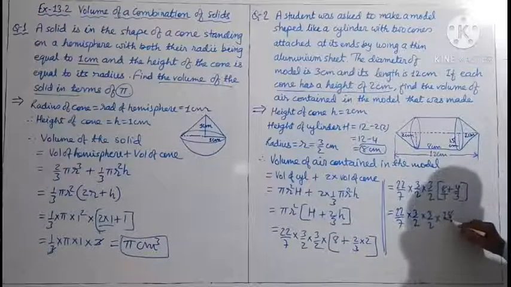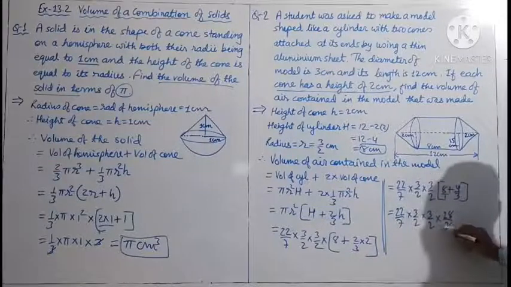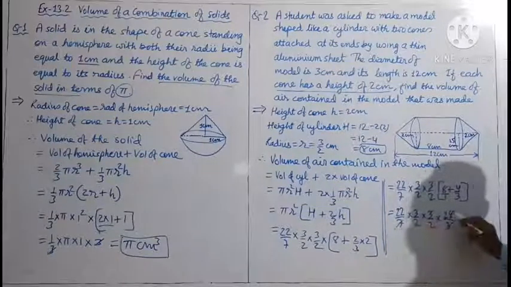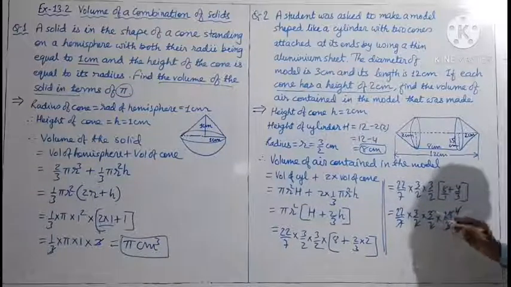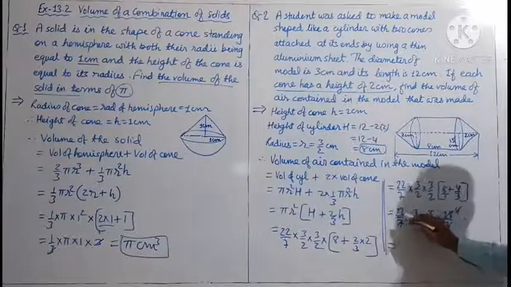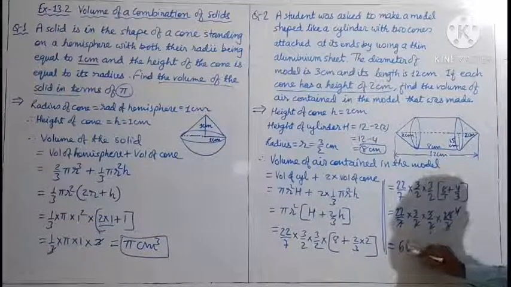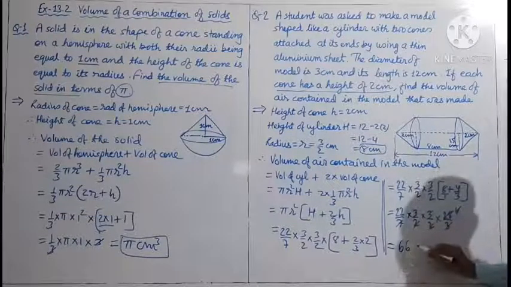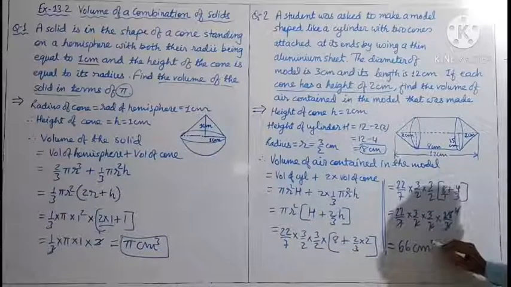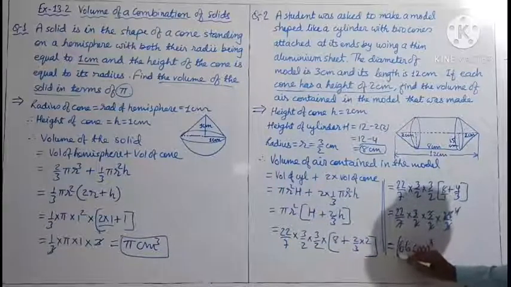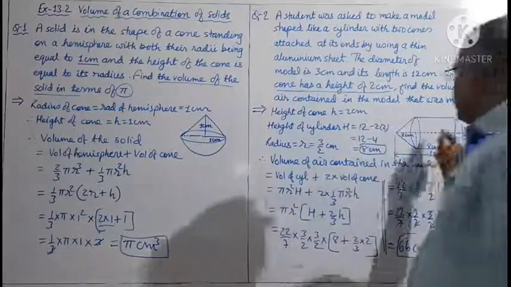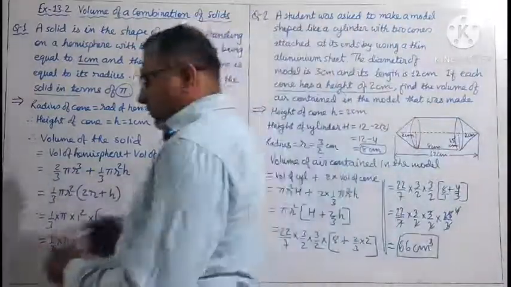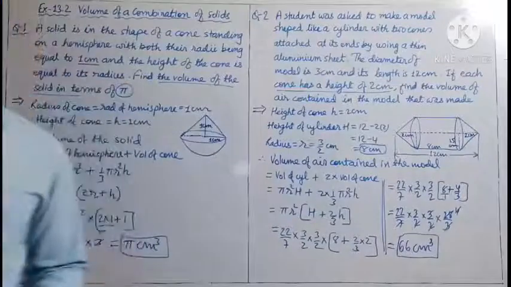Cut the common ones: 3 and 3 cut, 7 and 28 cancel to 4, 4 and 2 cancel, and 2 twos are 4. So the numerator left is 22 into 3, that is 66, and denominator is 1, so this is 66 centimeter cube. It is the volume of air contained in this model made by the student.